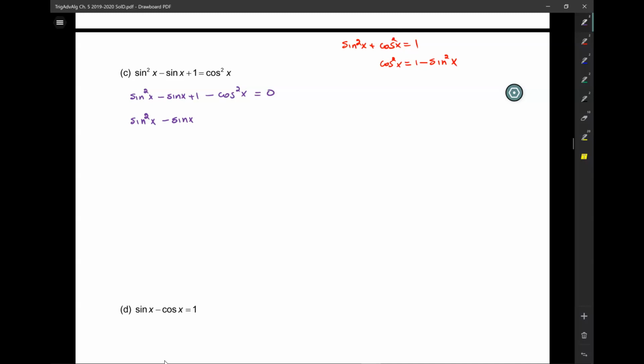Okay, so there are 2 ways of doing this. One thing is, you can just substitute for the cosine squared x. And then another thing is, if you realize that 1 minus cosine squared x is sine squared x, you can do that too. Okay? So this is just positive sine squared x. I love that you guys saw that. Good.